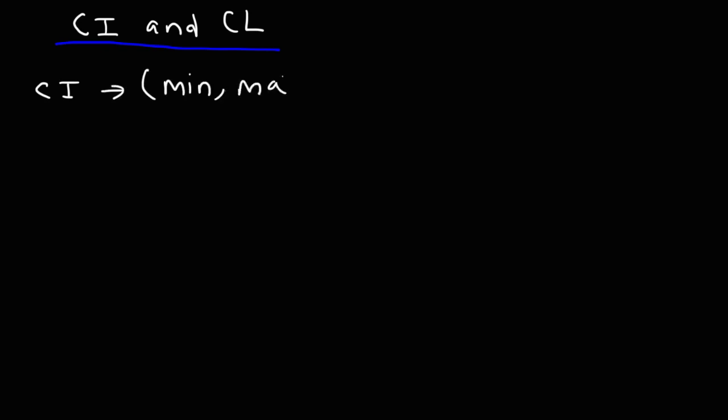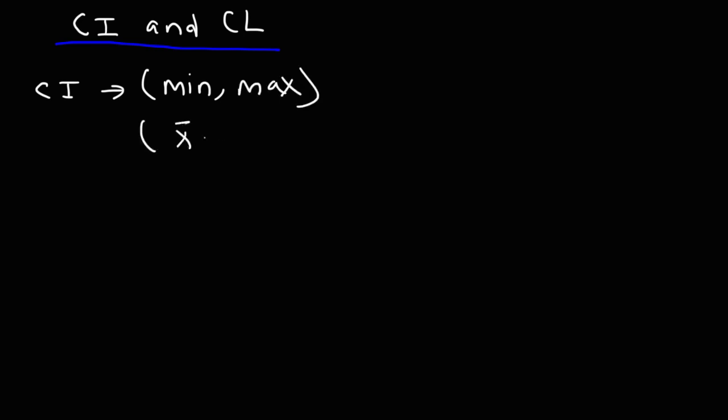Now here's a question for you. What is the difference between the confidence interval, CI, and the confidence level, CL? What would you say? The confidence interval is the range of values that we expect the population mean to be located in with a certain probability. So as we said before, the confidence interval varies between a minimum value and a maximum value in which we expect the mean to be located in.